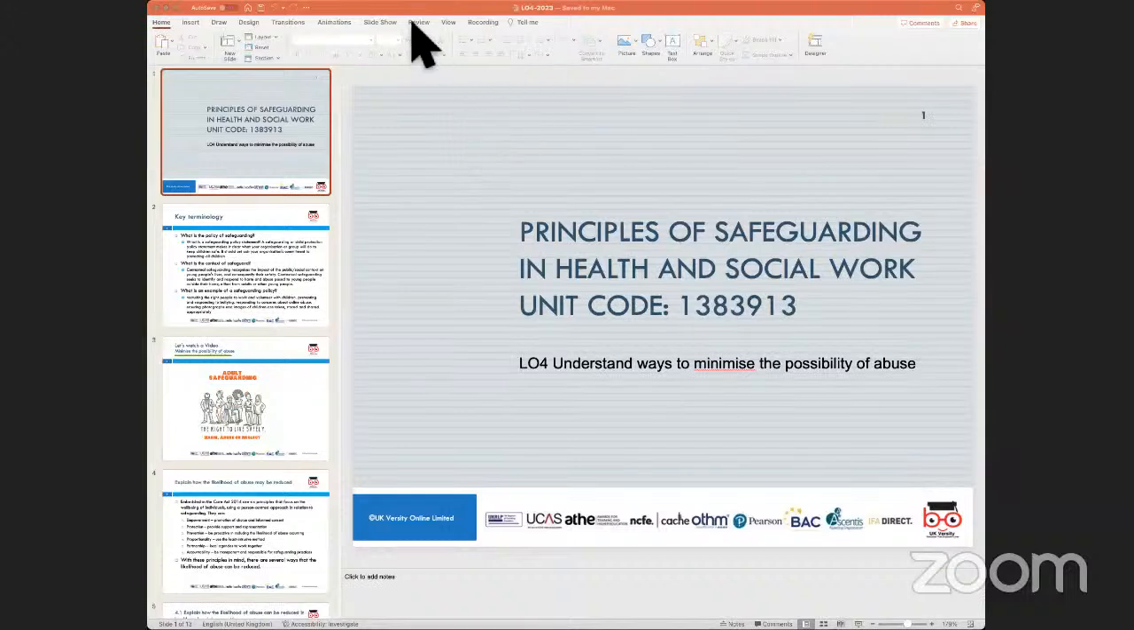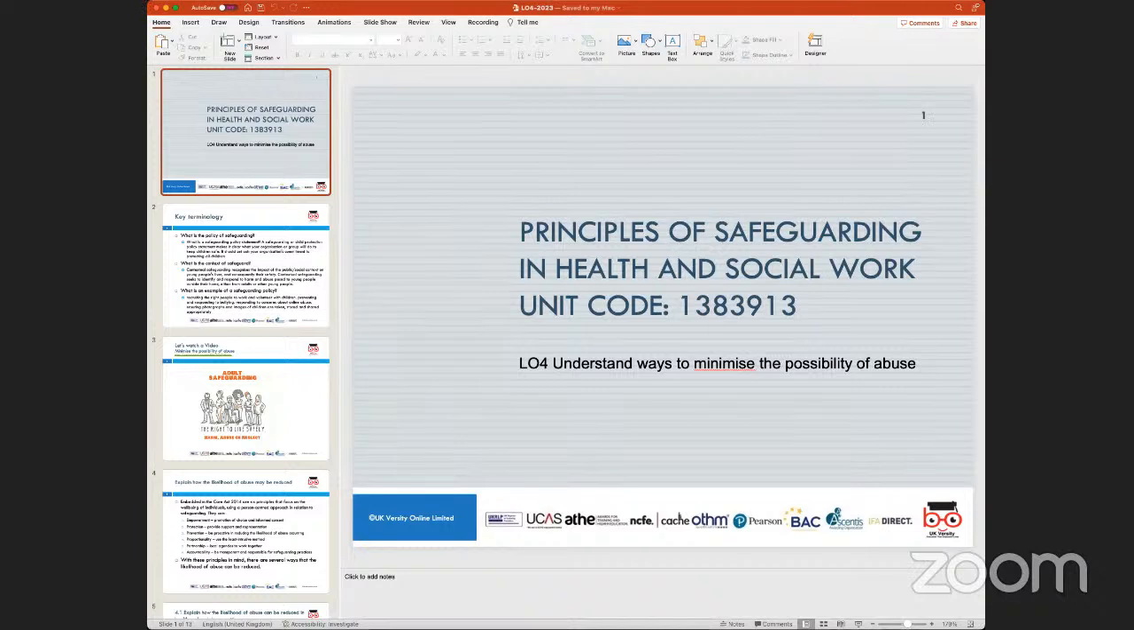Just wanted to make sure before we start, if you could give me a thumbs up if you're able to see my screen and hear me clearly, then we are on our way and we'll do a bit of recap on what we discussed last time, which is Learning Outcome 3, and then we'll crack on with Learning Outcome 4. I hope everyone is able to hear me and see the screen. Brilliant. I've got somebody. That's great. Thank you for confirming that.